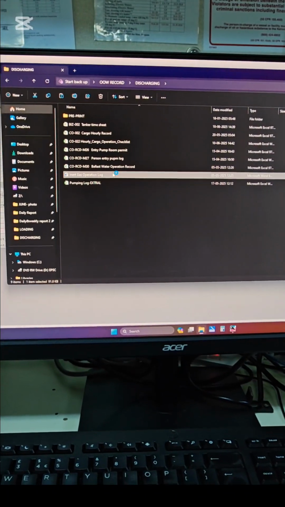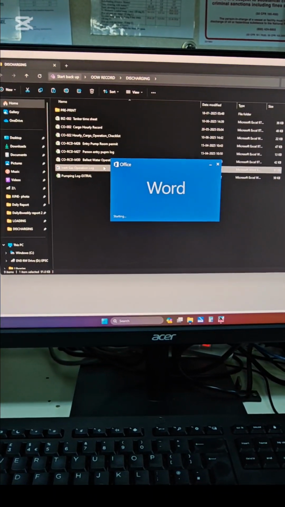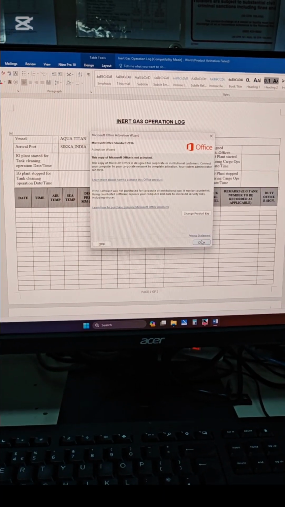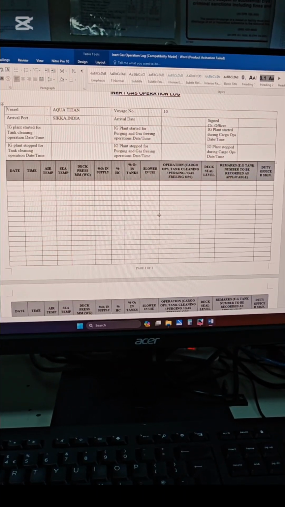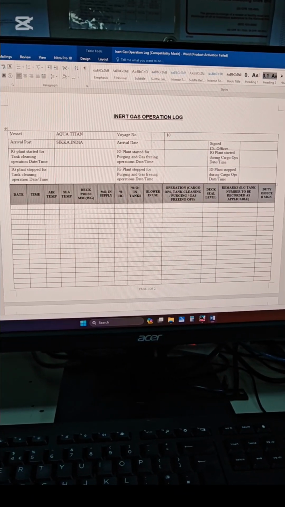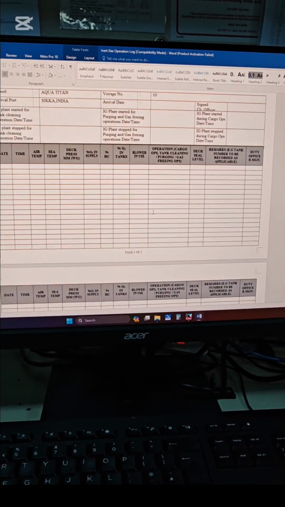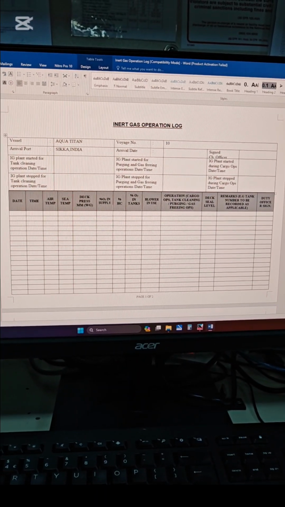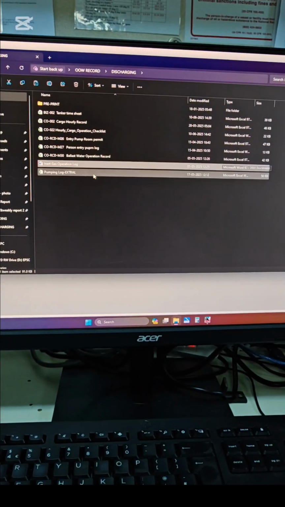And another is the inert gas operation log, because during discharging time we are using our inert gas, so that time also you have to maintain the inert gas operational log. Remember, this is very important. So the inert gas operation log also you have to maintain. Remember. So guys, these are the common items.